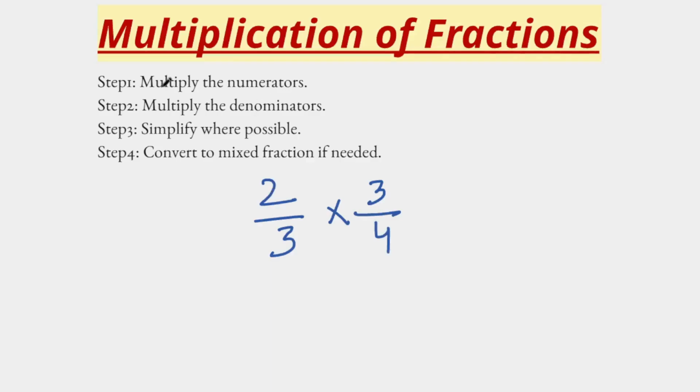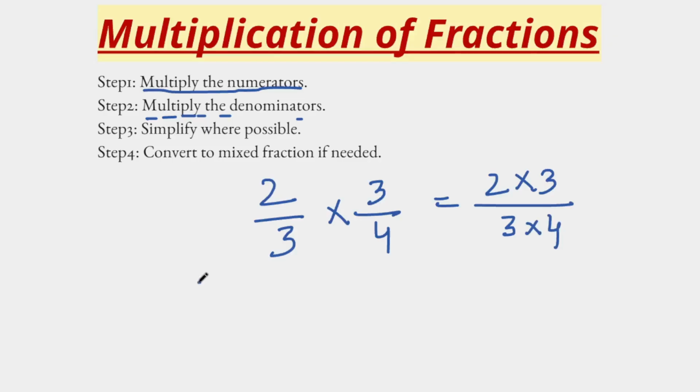Alright, so here look at the steps. Step 1 says multiply the numerators. Okay, so we will do what? We will multiply the numerators to each other. Then we will multiply the denominators to each other. So we will do 3 multiplied by 4. And then we will simply multiply it, or we can simplify it first, right?